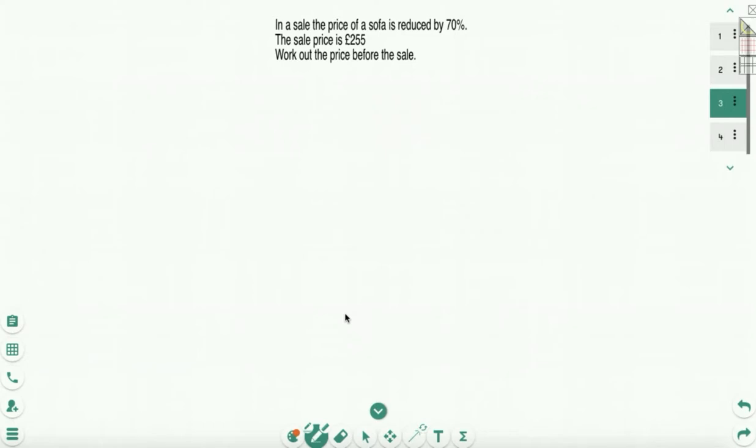Next question, guys. In a sale, the price of a sofa is reduced by 70%. The sale price is £255. Work out the price before the sale. So here we're finding the price before the sale. So this is a reverse percentage problem because we're trying to find the price before the change.